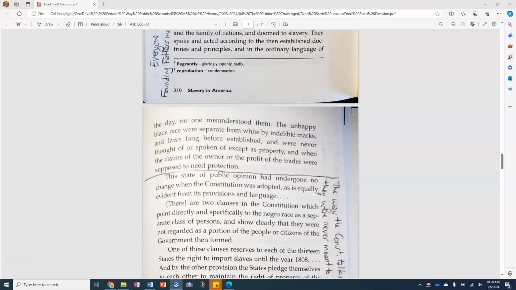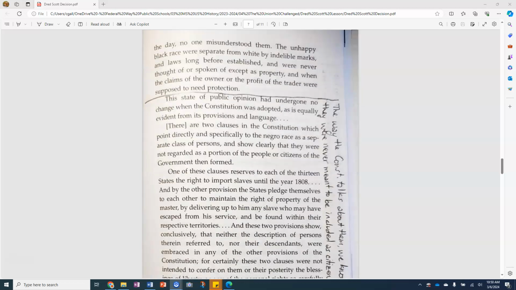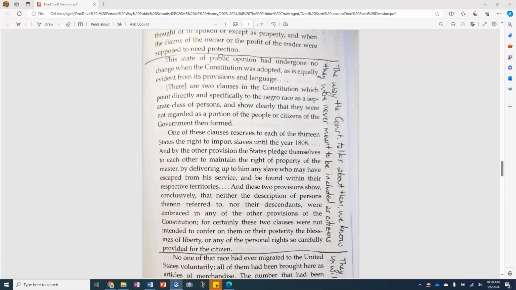And he's not wrong, incidentally, when we talk about the language of the Constitution. In the Constitution, right, slaves are the only property spoken of explicitly. And they are in a couple of different places. But he's not wrong about this piece in terms of the language of some of the documents at the time. This state of public opinion, now I'm back on the document, had undergone no change when the Constitution was adopted, as is equally evident from its provisions and language.